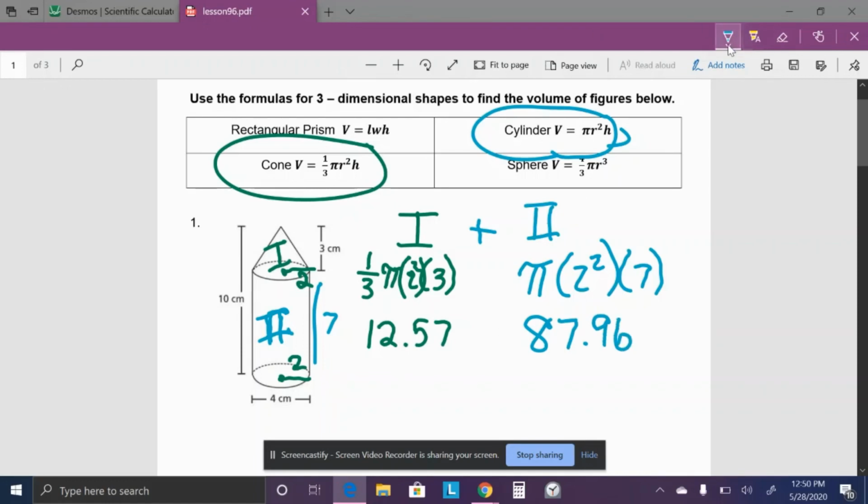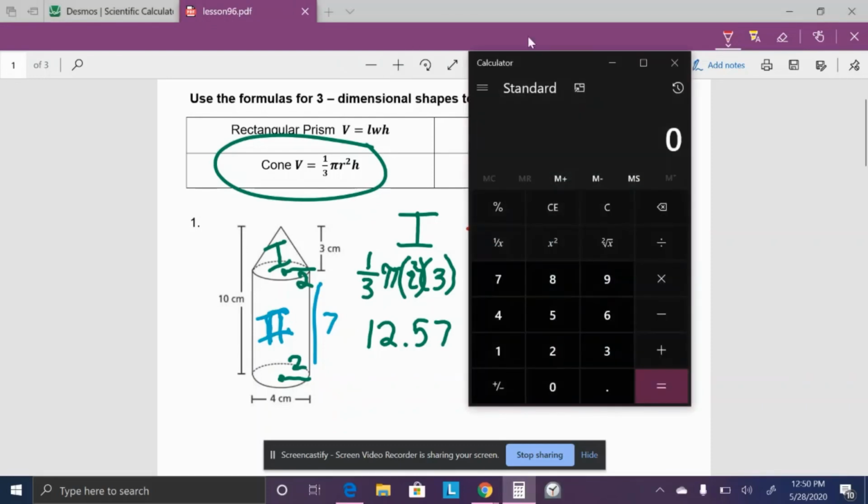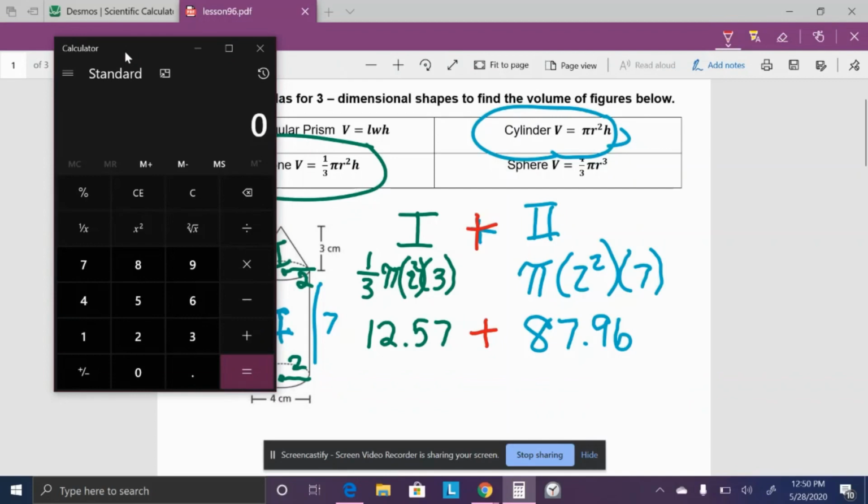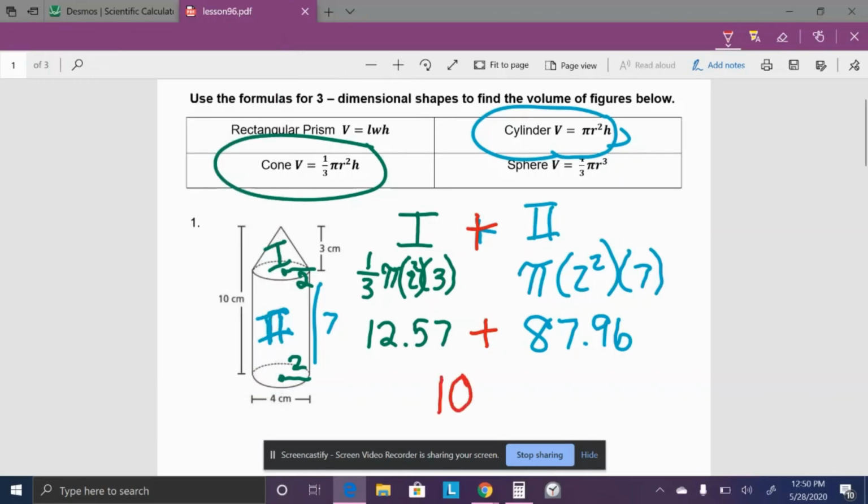And then, like I said before, I have to add these two together to get my final volume, which I'm going to round to the nearest tenth. So 12.57 plus 87.96 is 100.53. I'm going to round this to the nearest tenth, and you're going to do that as well. 100.5 is my final answer.